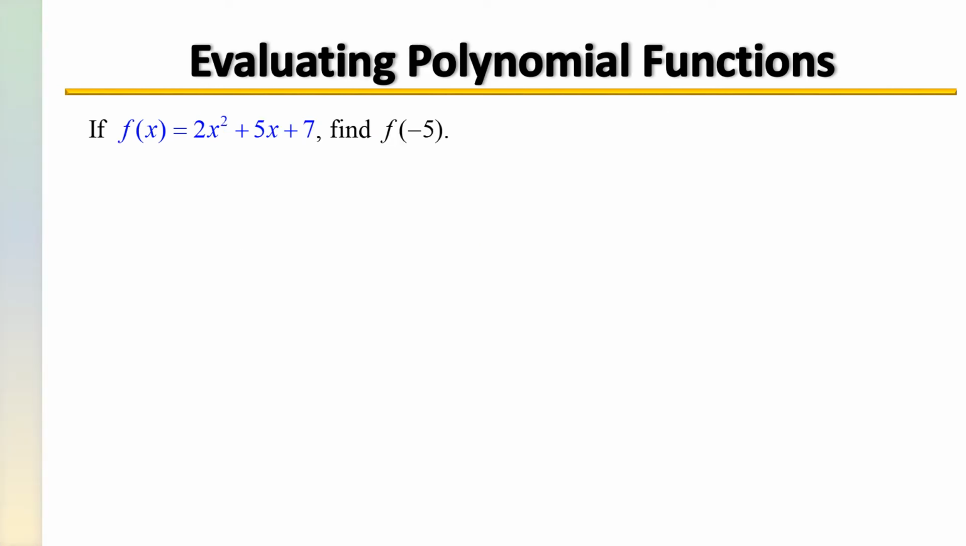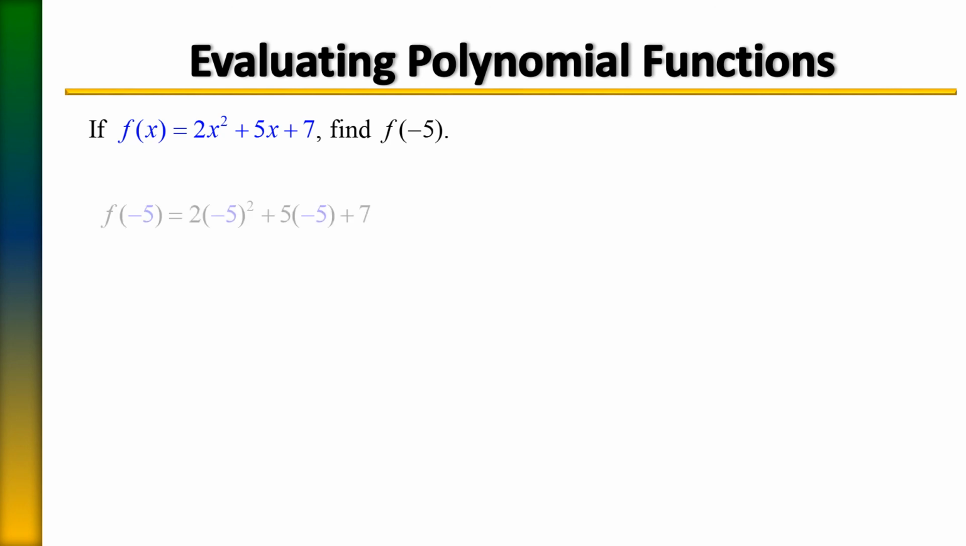Let's evaluate a polynomial function. If f of x equals 2x squared plus 5x plus 7, find f of negative 5. So all we have to do here is to remove the x's and replace them with negative 5 as the input. Do the math and see what we get as our output. So I'm going to go ahead and plug in the negative 5's. When I do so, it's going to look like so.